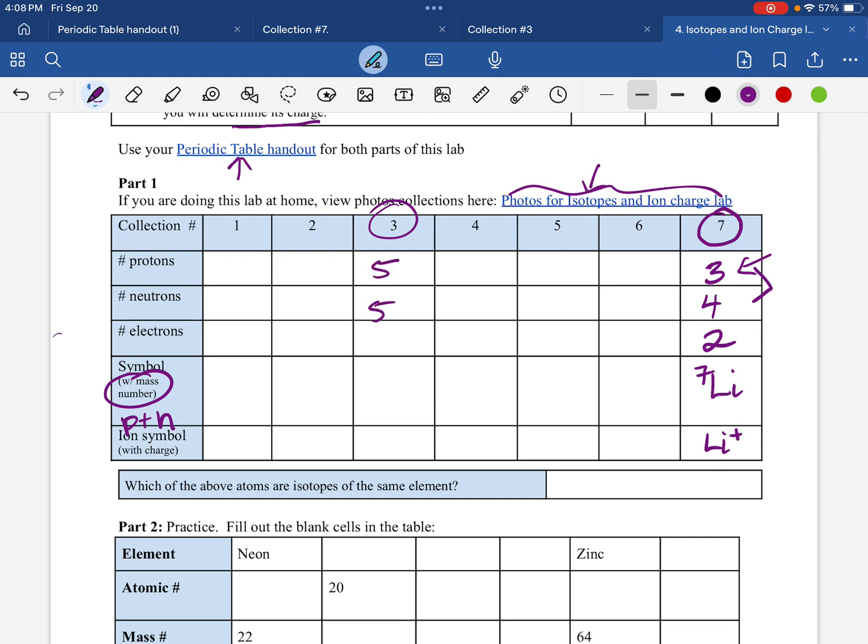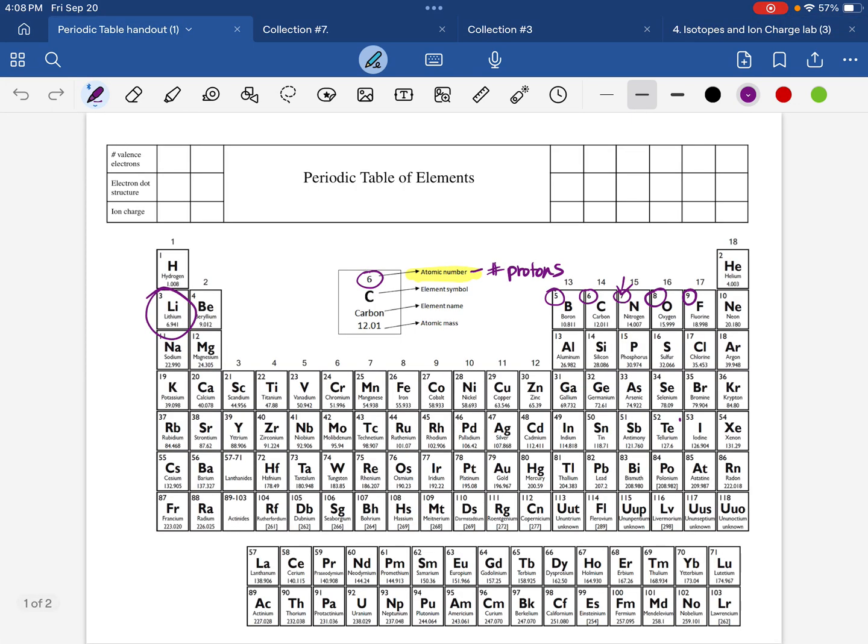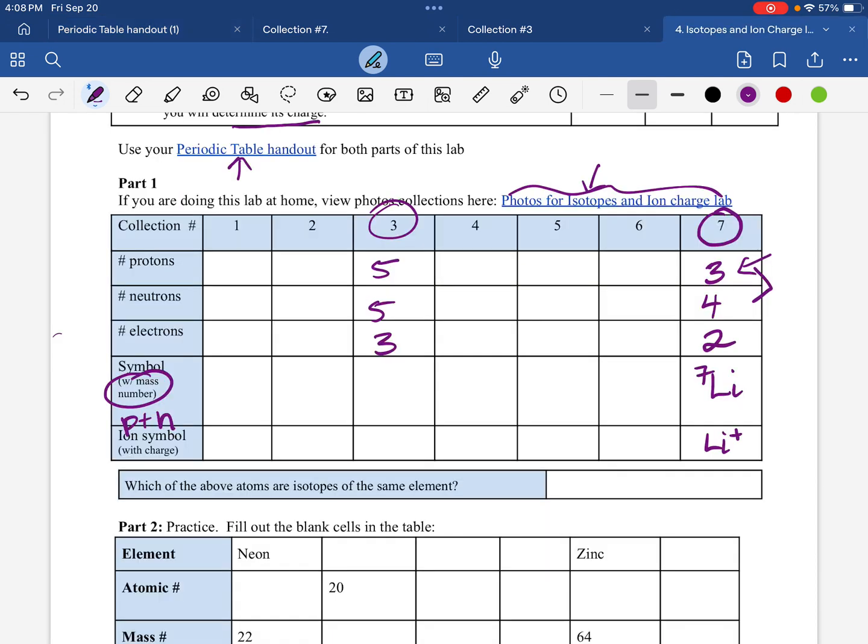Five, 3. If we look on our periodic table, the element that has 5 protons from its atomic number is B, boron. And then its mass number is protons plus neutrons. So 5 plus 5 is 10.